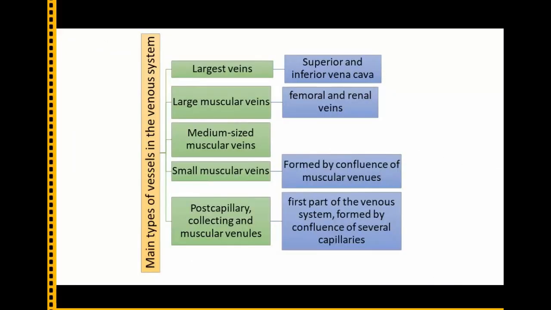So this is the general arrangement. You have large veins, large muscular veins, medium sized veins, small muscular veins and post-capillary collecting and muscular venules. The largest veins are the superior and inferior vena cava. Then the large muscular veins are the femoral and renal veins.